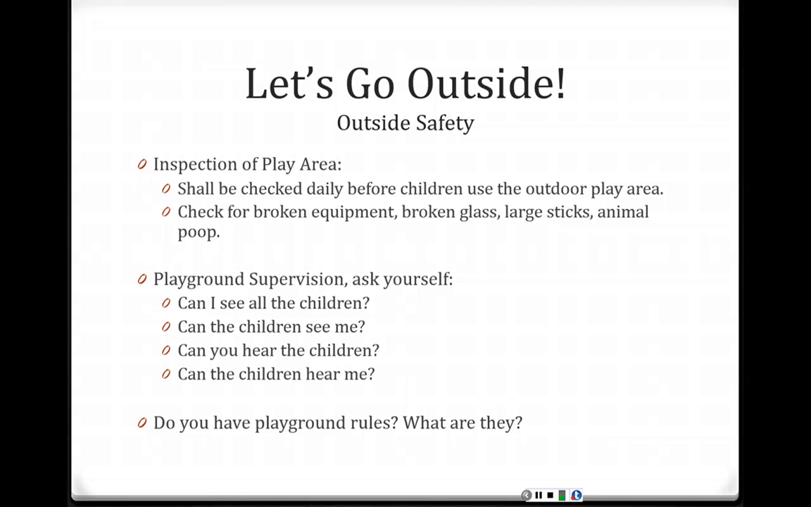Now let's talk about going outside. Outside safety, the inspection of the play area. Once again, this is like entering your classroom. When you enter, the playground area shall be checked daily before children use the area. Even if there's someone assigned to check the area at the beginning of the morning, you still want to check it as you're going out with your children as well, because there could have been something that has happened during the day since the initial check and the time that you've gone out. You want to look for broken equipment, broken glass, large sticks, animal poop, anything that could be a hazard for your children.